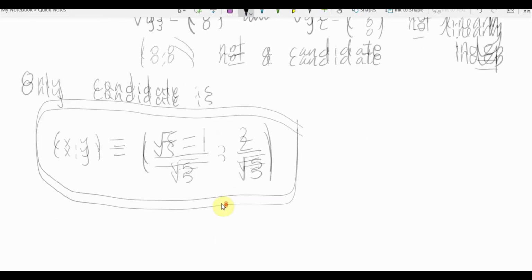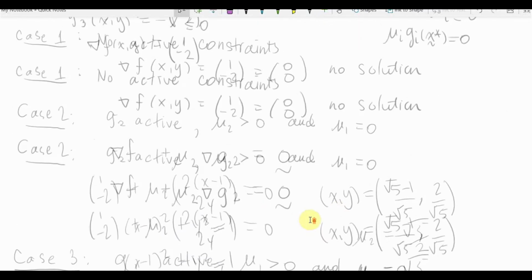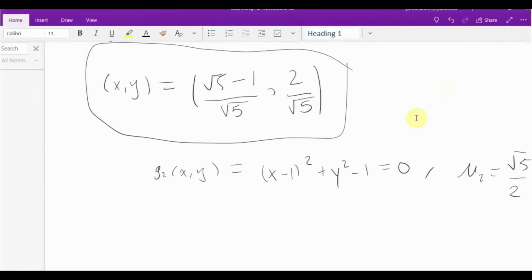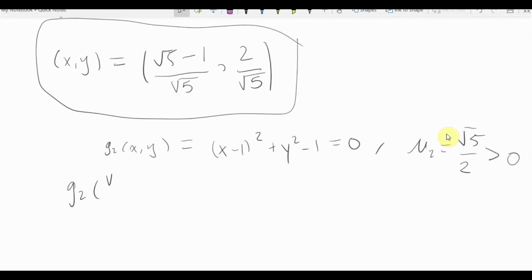And so finally, the only candidate, after having gone through all of these cases, is the following, which results when we take G2 to be active. Now the very last thing we still have to check is the complementary slackness condition. That is, I want to make sure that G2 evaluated at this candidate comes out to be 0. So let's plug in the candidate that we found.